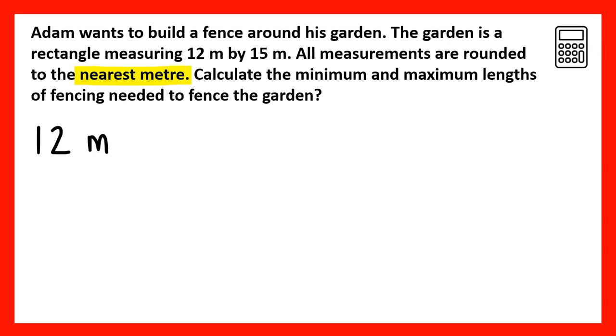Since the measurements of 12 meters and 15 meters were rounded to the nearest meter, we will need to start by calculating the upper and lower bounds of what these numbers could have been before they were rounded. Putting my rounding line after the units column would be rounding to the nearest meter. To find the upper bound, I can keep the number the same and put a 5 after the rounding line, giving me an upper bound of 12.5.